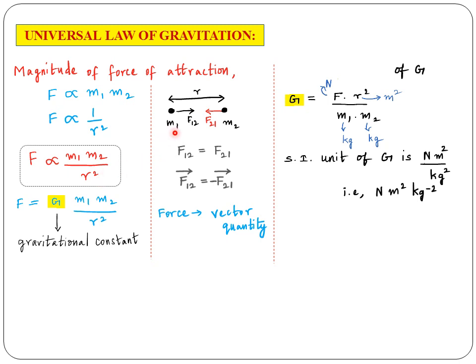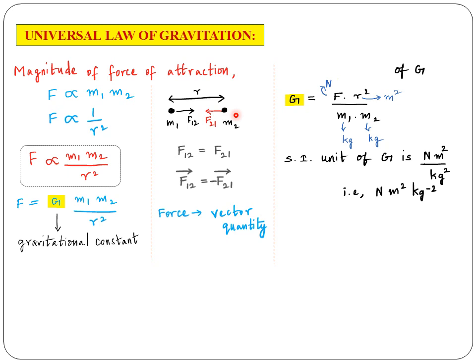So let us understand from this diagram. There are two mass particles m1 and m2. r is the distance of separation, that is, the distance between the particles m1 and m2. So here we have the direction of force F12 on mass m1. It is acting towards m2 along the line joining the masses.